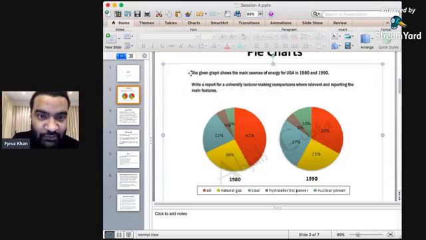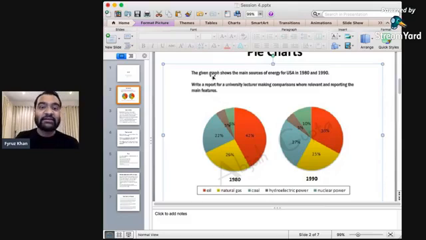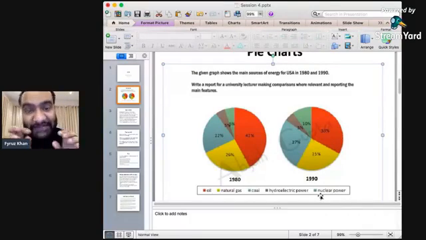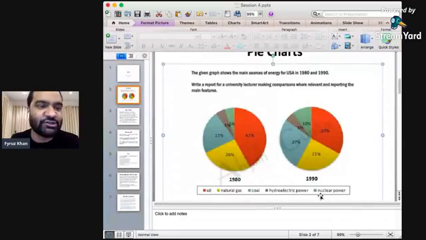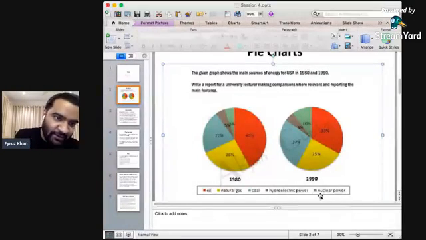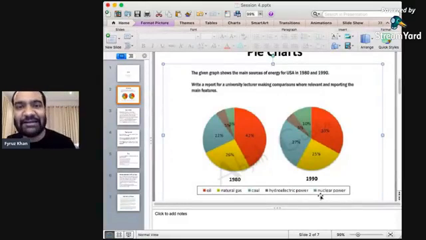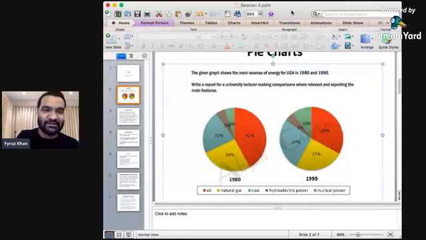Now, if you read the topic right here, the given graph shows the main sources of energy for USA in 1980 and 1990. So the graph shows you the different sources of energy. If you read these notes here, it tells you about oil, natural gas, coal, hydroelectric power, and it also tells you about nuclear power. So it shows you the consumption of these sources of energy at two different times, in 1980 and in 1990. Okay, that's how it's done, right?